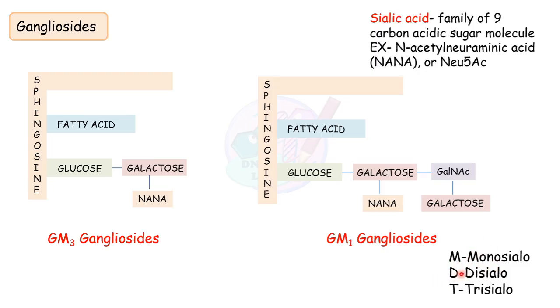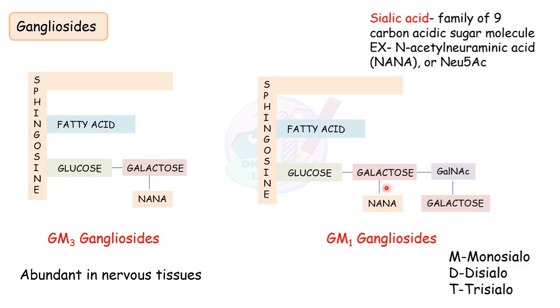If it's D, it is di. If it's T, it is tri. So if a single sialic acid is present, it is called monosialo. If 2 sialic acids are present, it is called disialo. Here this is the example of monosialo, because only a single N-acetylneuraminic acid is present in both this GM1 ganglioside and GM3 ganglioside. And 1 and 3, these numerals represent their different mobility on a chromatographic plate, and because of that they are named GM1 and GM3. They have different mobility because they have different structures.